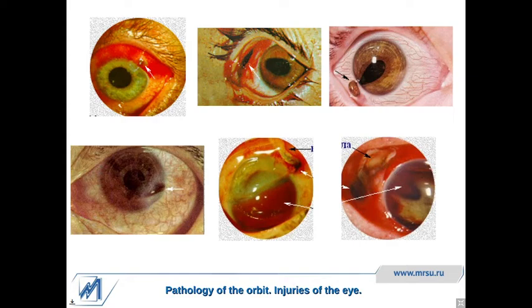On the second, there is a penetrating wound of the cornea. There is bleeding, hemorrhage, traumatic hyphema in the anterior chamber of the eye. And the last picture is a combined, complex trauma of the cornea and sclera, with bleeding, with hyphema, with prolapse of the choroid and iris into the wound, and they are visible in the wound.